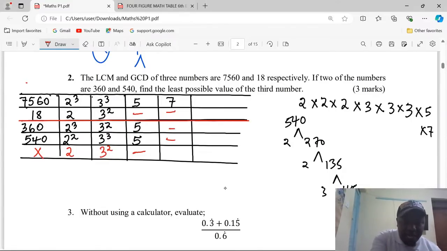So this can now take up the 7. This can take up 7.